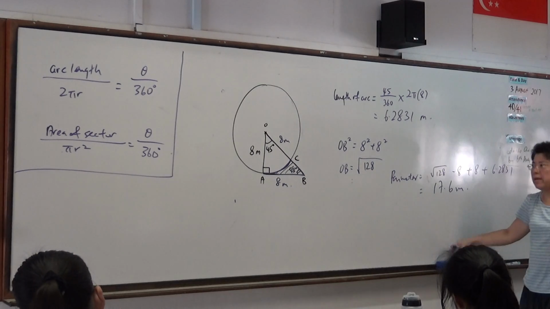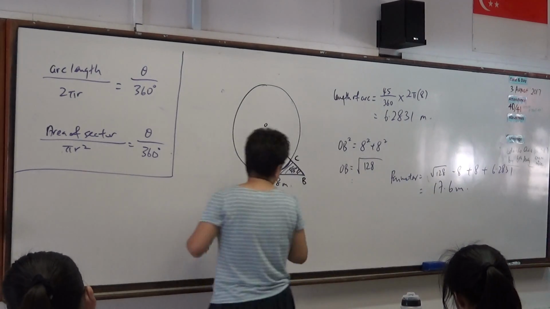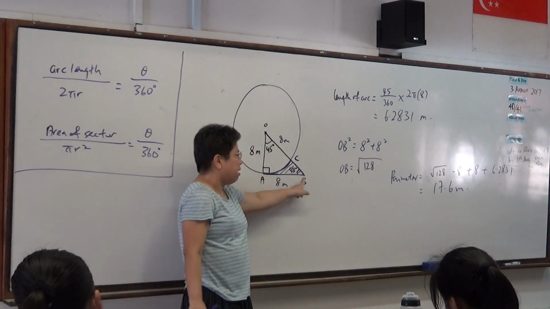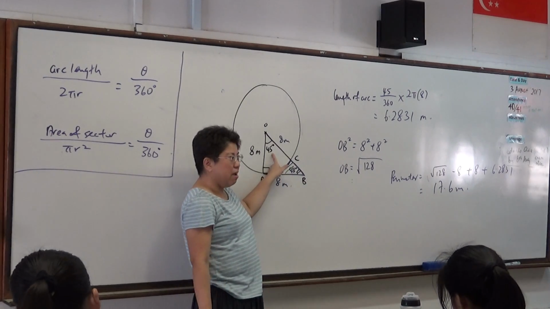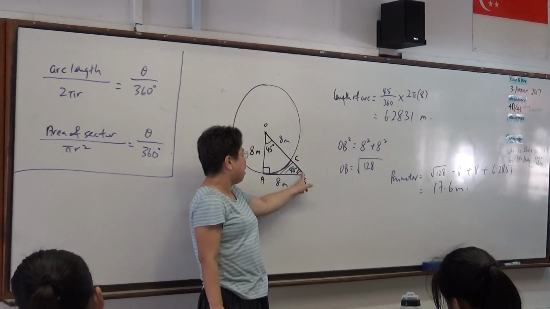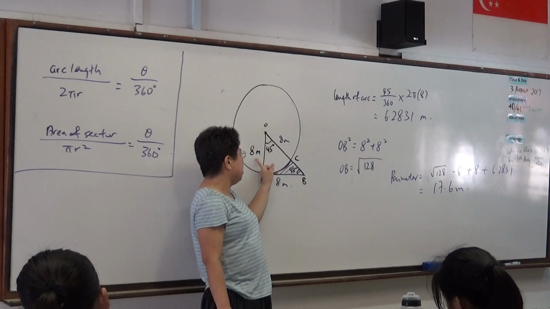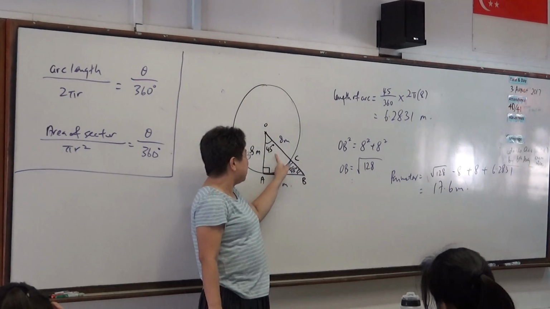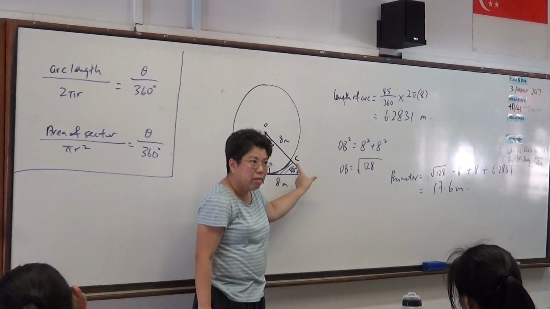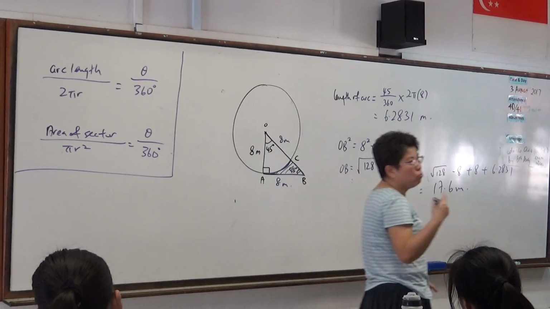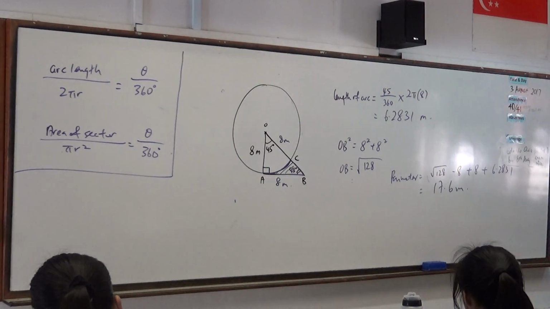Now, let's say we don't know that it is an isosceles triangle. How will I find this side? I use tangent, right? How will I find this side? This one, I use cosine. I use cosine, then I minus off 8. I can also get this one. So there are many ways to do this. Is that clear to everyone?